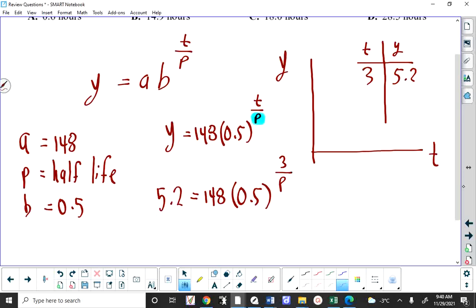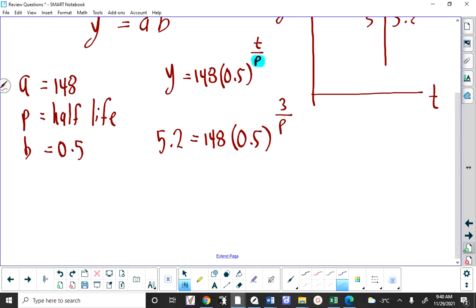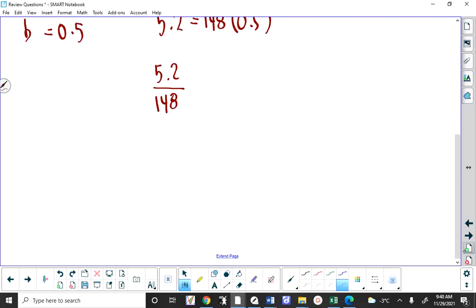I'm going to go through and solve this. I have to divide by 148 first, and rather than me worry about what 5.2 over 148 is, I'm just going to say 5.2 over 148 is 5.2 over 148. It's a number, okay? This is going to be equal to 0.5 to the 3 over p. The only way that I can gain access to that unknown of p is to take the logarithm of both sides. Is that okay to that step, Zebby?